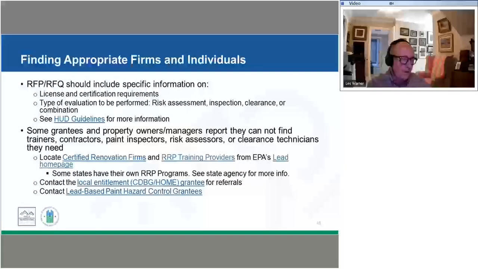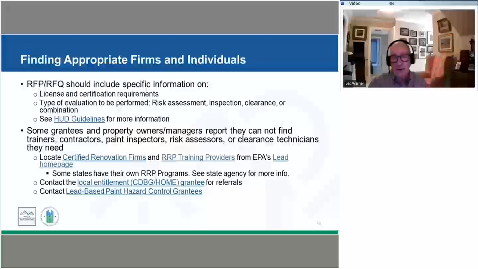So let's talk about, I need to get that lead inspection and risk assessment done. How am I going to do that? Well, a lot of you may be needing to procure that individual. Depending on whether you are triggering public procurement, you may need to be issuing a request for proposal or request for qualifications. If you are seeking bidders who are going to perform these duties for you, you would need, as part of that RFP or RFQ that you issue, to ensure that you call out the licensing and certification requirements as part of that.